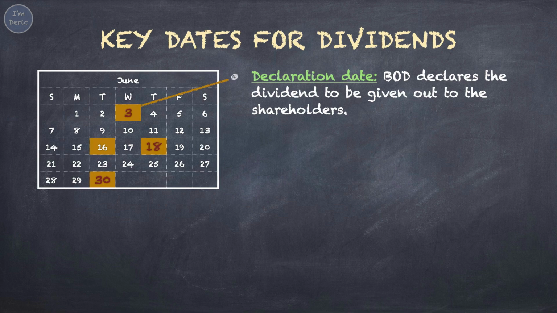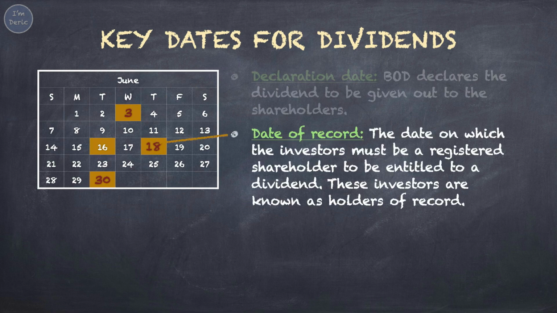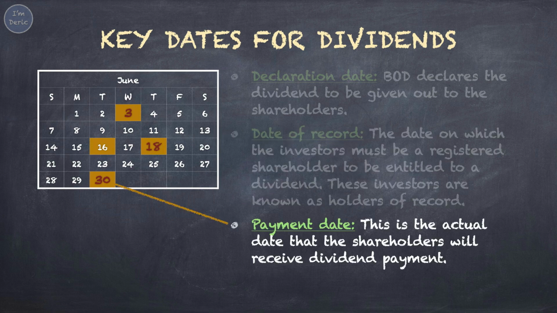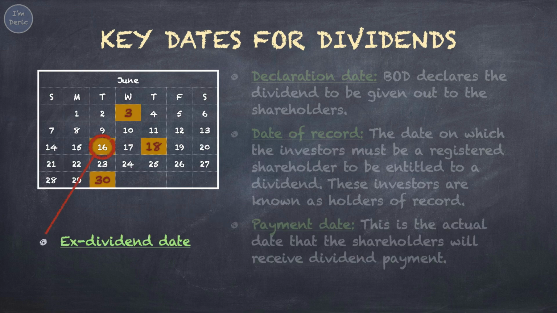Declaration date. That is the date when BOD declares the dividend to be given out to the shareholders. Date of record. This is the date on which the investors must be a registered shareholder to be entitled to a dividend. These investors are known as holders of record. Payment date. This is the actual date that the shareholders will receive dividend payment. Usually it is banked into the investor's savings account. Another special date, which is 3 days before the date of record, we call this the ex-dividend date.